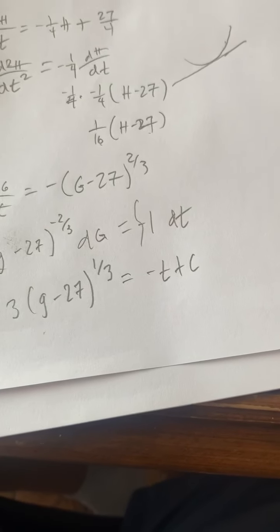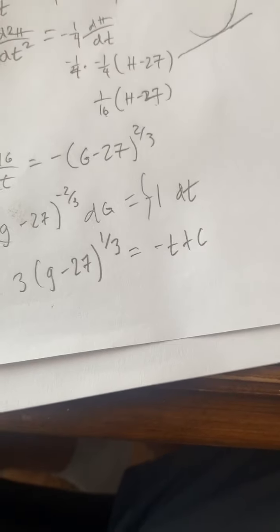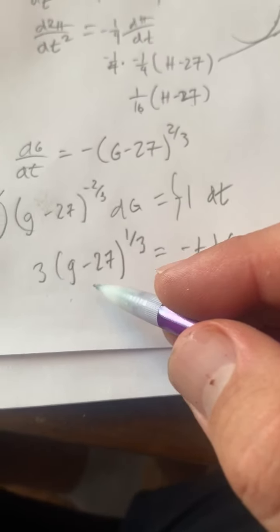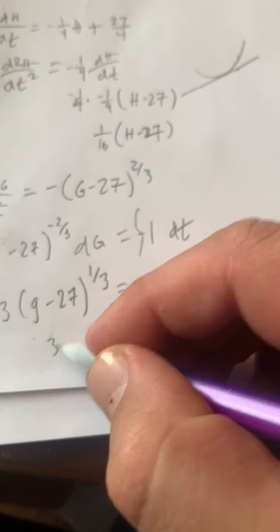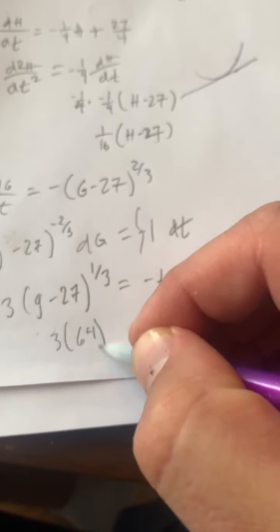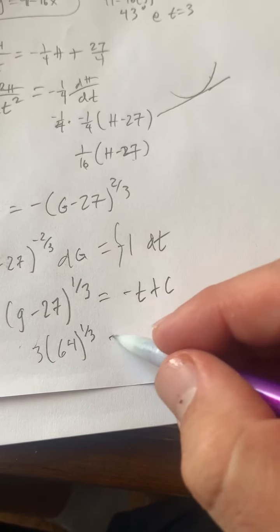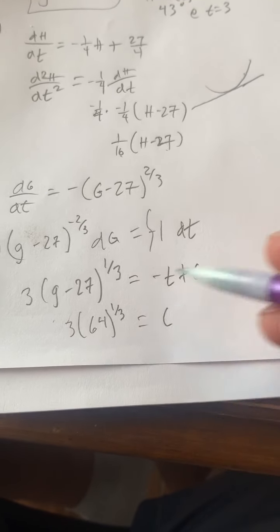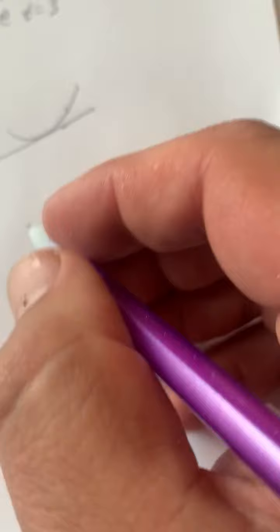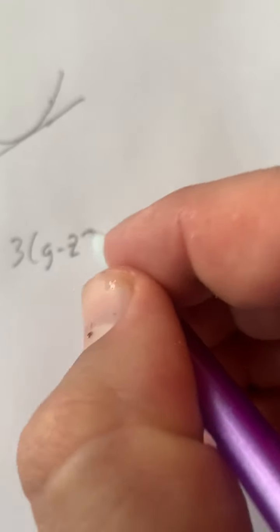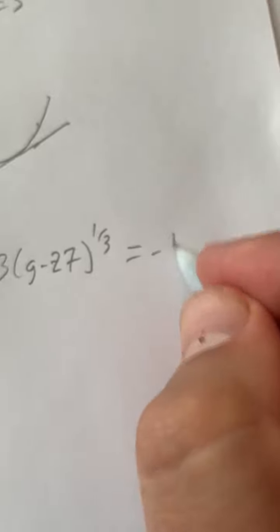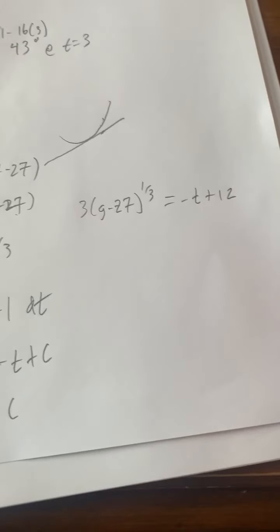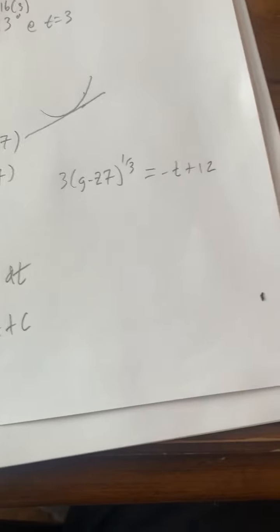Now I would probably use my initial value right now to find c. It says at time 0 the temperature is 91, so if I put a 0 in here I get a 91 here, so I get 3 times 64 to the 1/3 equals c. The cube root of 64 is 4, and 4 times 3 is 12, so my new equation is 3 times g minus 27 to the 1/3 equals negative t plus 12. If you want to wait till the end to find that c value, that's fine, but one of your points will always be for doing that.